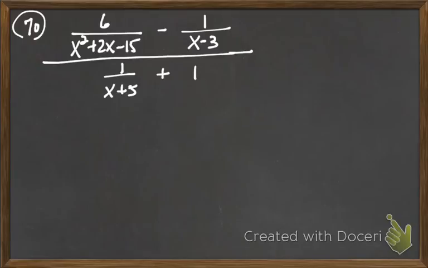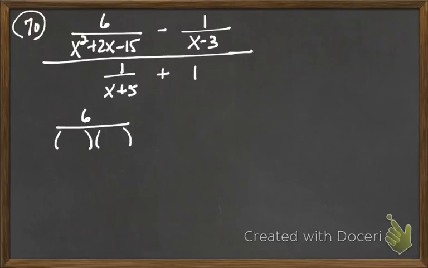Alright, so this time I have how many little fractions? 3 little fractions. I have the 6 over that stuff, the 1 over, and the 1 over. Those are all little fractions. So we want to cancel out all the denominators of the little fractions. We're good except that first denominator is not factored. So we'll need to make sure everything's factored or our life will be horrible.